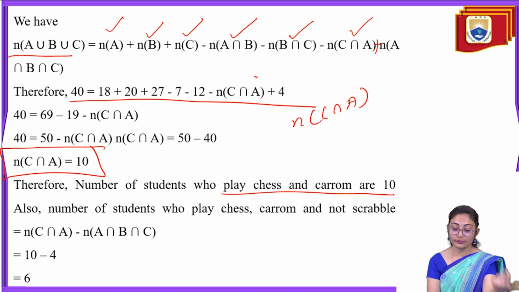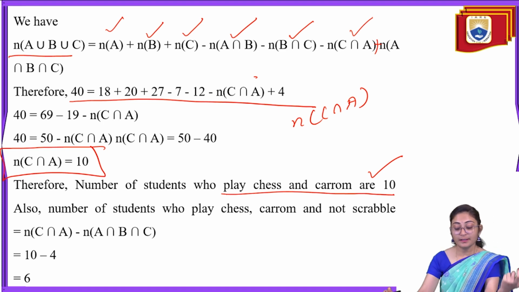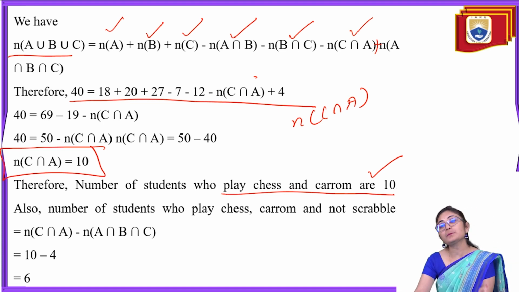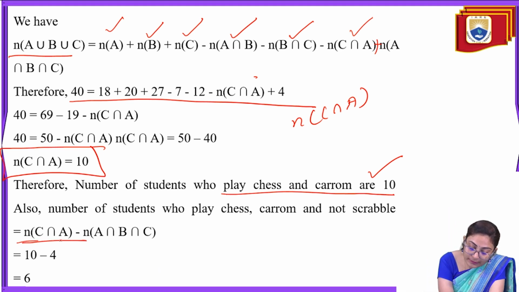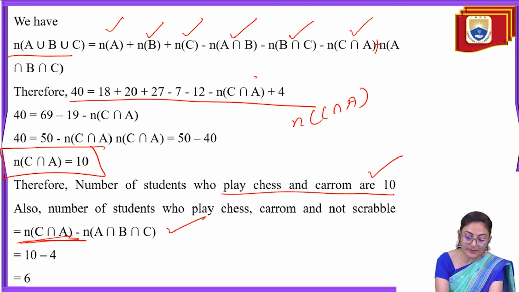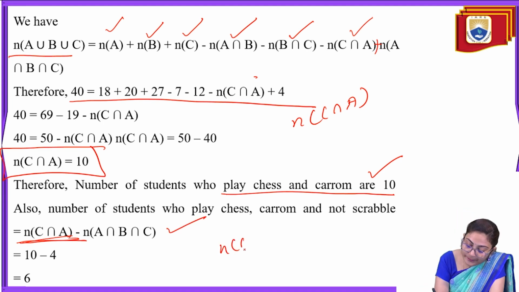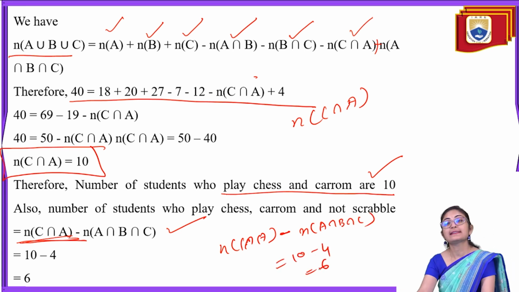But now this is the first problem. Now the second is that students are playing chess and the carom but not the Scrabble. So definitely you have to subtract the values. That means N of C intersection A minus N of A intersection B intersection C, that is 10 minus 4 is equal to 6.